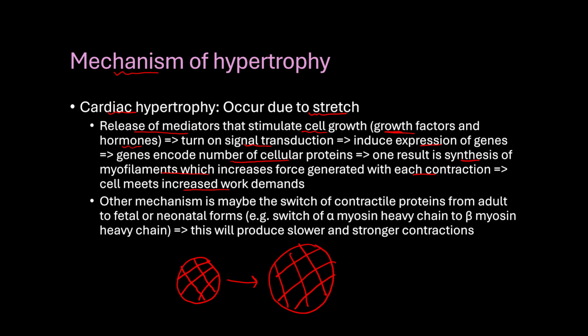Now, another mechanism for hypertrophy is the switch of contractile proteins from the adult to fetal or neonatal forms. For example, the switch of alpha myosin heavy chains to beta myosin heavy chains. And this will produce slower and stronger contractions.